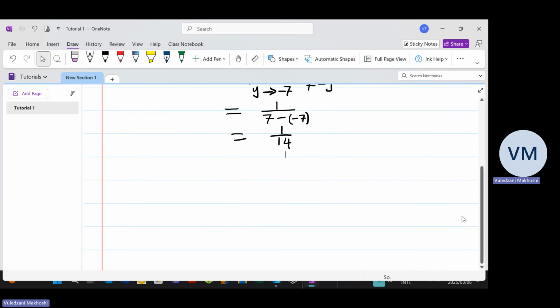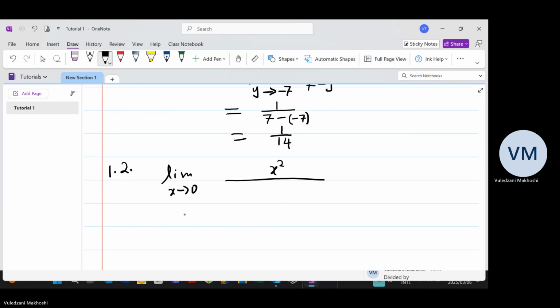So moving on to the second problem that we have here, we can look now at, say, 1.2. In 1.2, we are required to evaluate the limit when x is approaching 0. The function that is given is x squared divided by 4 minus the square root of x squared plus 16.